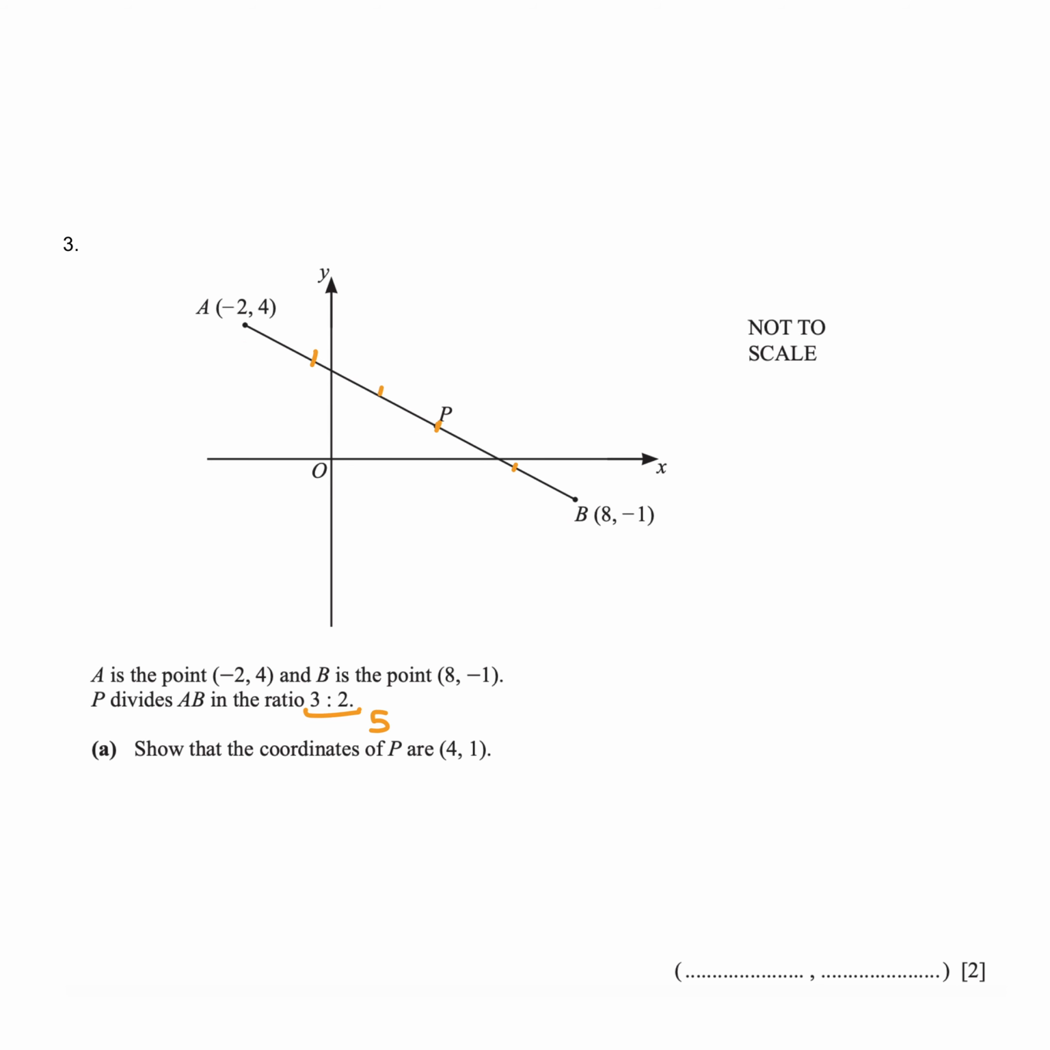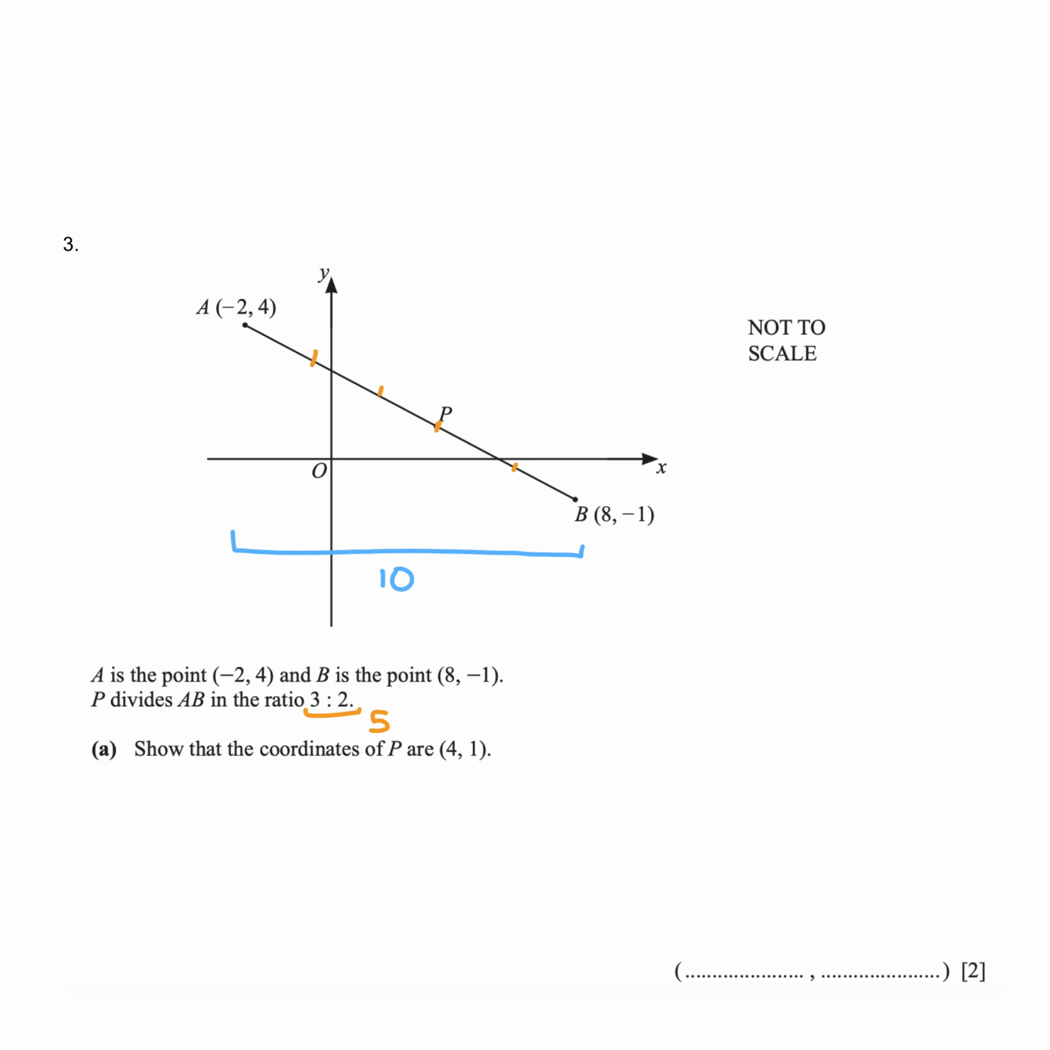Okay, so whenever we are working out the coordinate of P, we need to take that into account. It's not simply just finding the midpoint. So we need to show that the coordinates are 4, 1. One way that we could do that is to think about how far we've travelled in the x direction. So we've gone from -2 to 8. In total, that's a difference of 10.